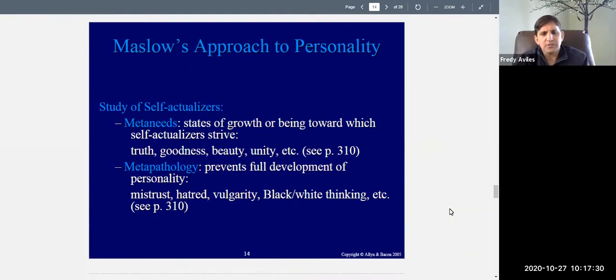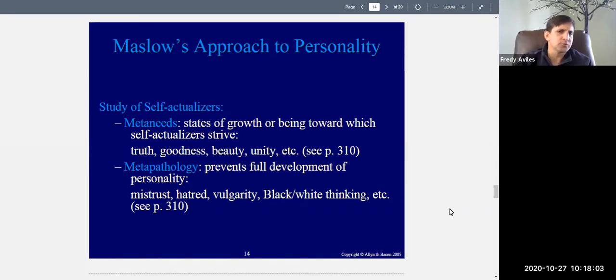More about self-actualizers. We also have what Maslow called meta needs. Meta needs are what he called the state of growth or being toward which self-actualizers strive. So according to Maslow, those who have self-actualized or who are trying to self-actualize are attracted to what he called meta needs, things that have to do with growth and being, like truth and goodness, beauty, unity, right? Those kinds of things.